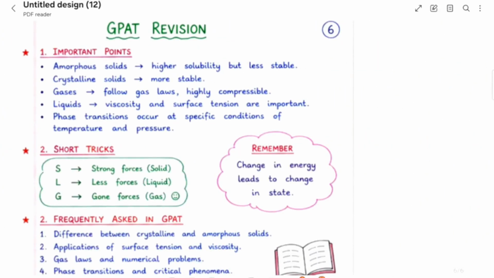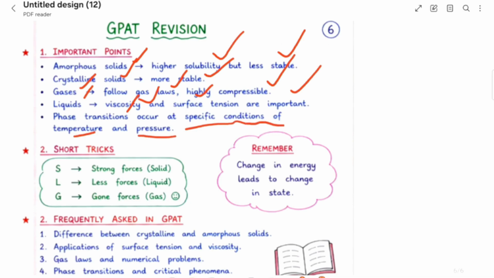Then here are some points to be revised. Amorphous solids have high solubility but less stability. Crystalline solids are more stable but less soluble. Gases follow gas laws and are highly compressible. For liquids, viscosity and surface tension are very important, and phase transition occurs at specific conditions of temperature as well as pressure. A very short trick to remember: S means strong forces in solid, L means less forces in liquid. One thing to remember here: the change in energy leads to change in state.